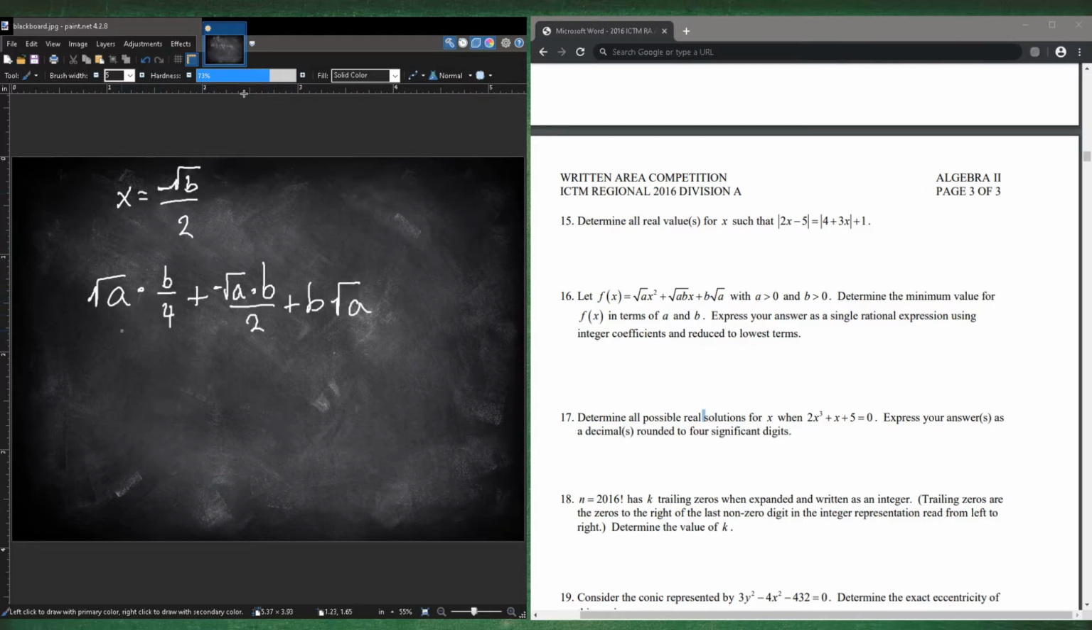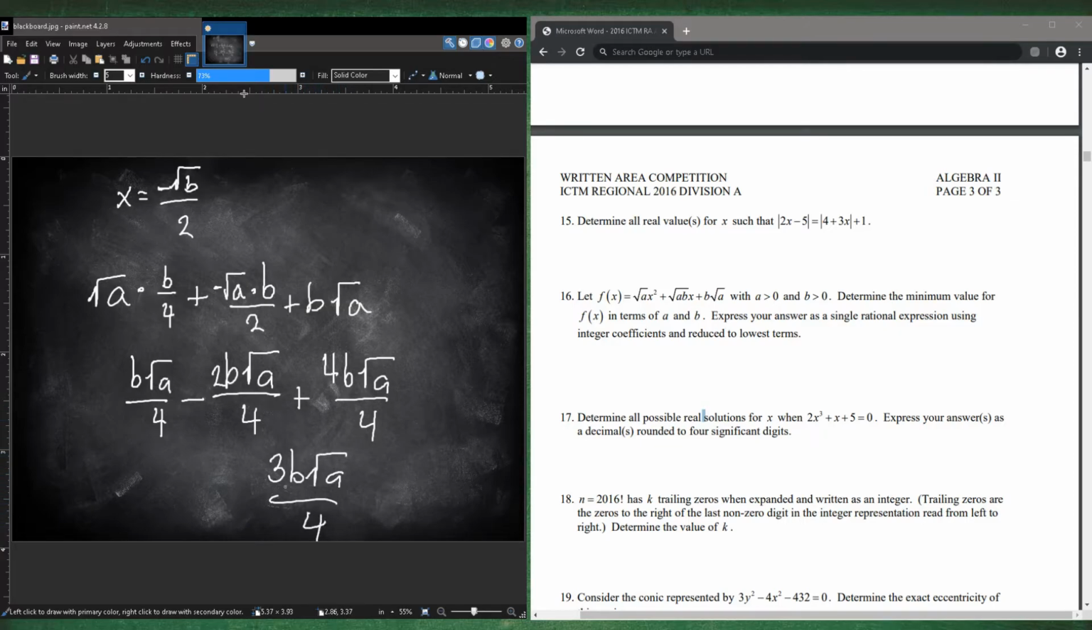So this simplifies to b square root a over 4, and then we have to keep it as minus because this is a minus. So minus b squared a over 2, which is the same thing as 2 b squared a over 4. And then plus, let's multiply the top and bottom by 4, so that's 4 b squared a over 4. So that's 3b squared a over 4, your answer for number 16.